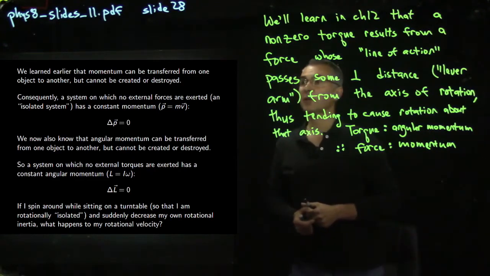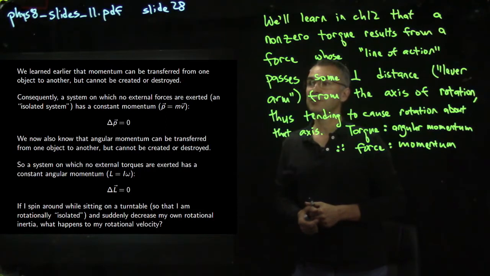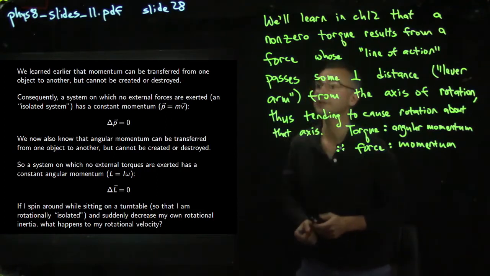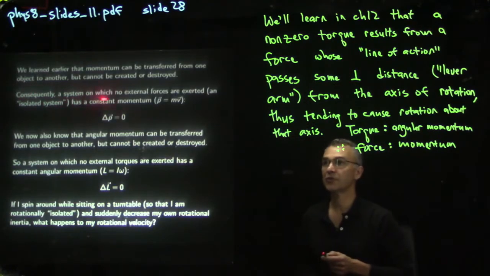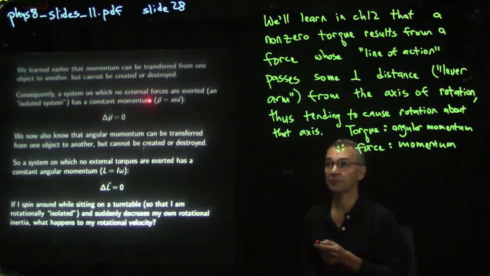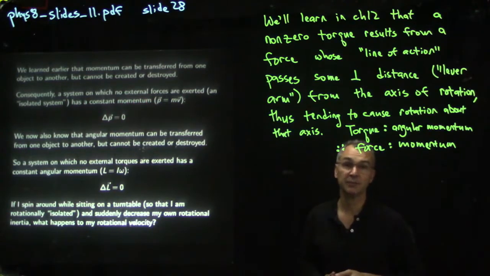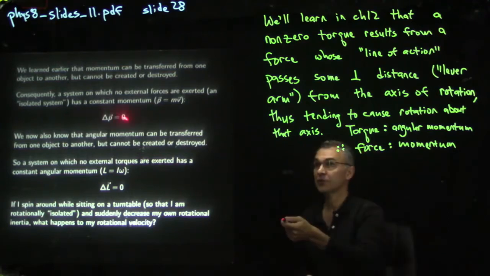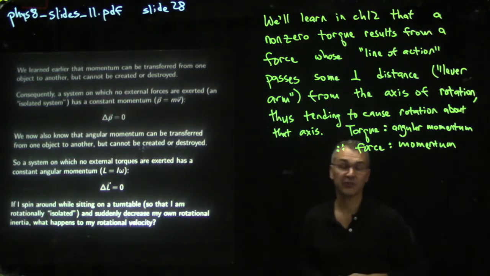We learned earlier that momentum can be transferred from one object to another but cannot be created or destroyed. As a result, a system on which no external forces are exerted, which we call an isolated system, has a constant momentum. So momentum is P equals mv, mass times velocity equals momentum. So the momentum is constant. The change in P, change in momentum, is zero for an isolated system, a system on which no external forces act.